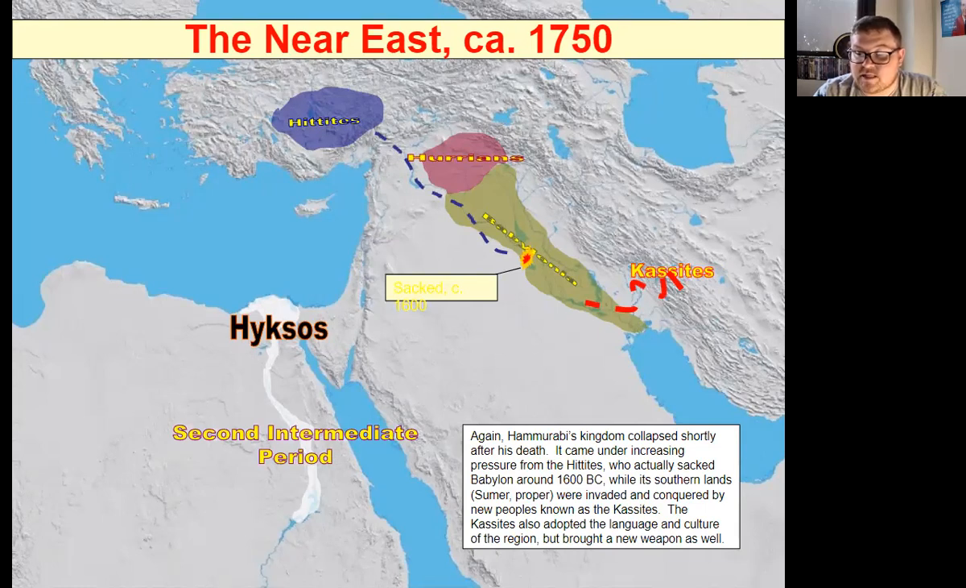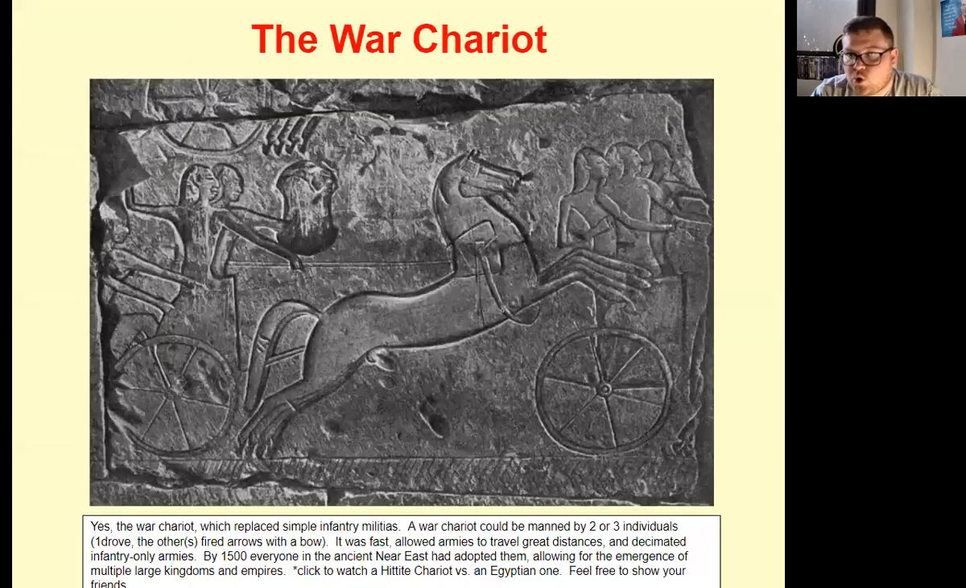The Kassites also adopted the language and culture of the region, but brought a new weapon as well, called the war chariot. This revolutionizes military warfare in the Near East. The war chariot replaced simple infantry militias, and could be manned by 2 or 3 individuals. One drove and the others fired arrows with a bow. It was fast and allowed armies to travel great distances and decimated infantry-only armies. By 1500, everyone in the ancient Near East had adopted them, allowing for the emergence of multiple large kingdoms and empires.